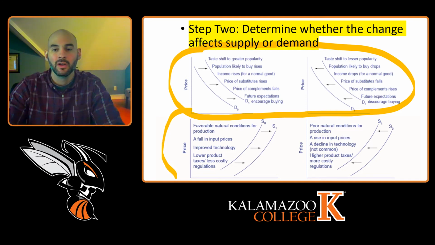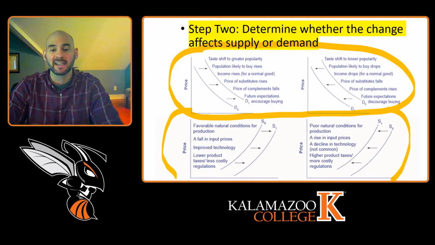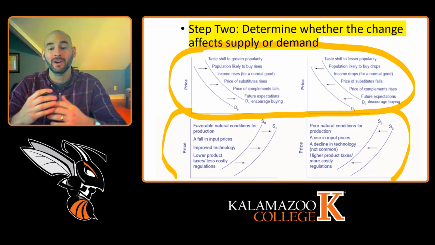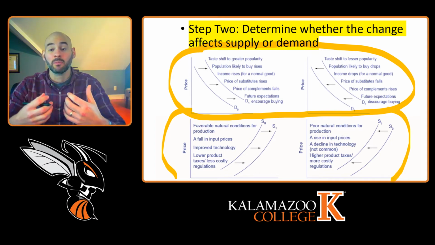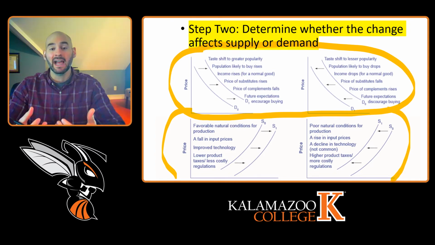And the bottom row is the list of factors which impact supply from our previous video. And remember, if whatever market force we're considering is impacting cost in any way, then it's going to impact supply. And so the second step of our four-step process is to determine whether the market force is impacting supply or impacting demand and making the choice between these two rows.